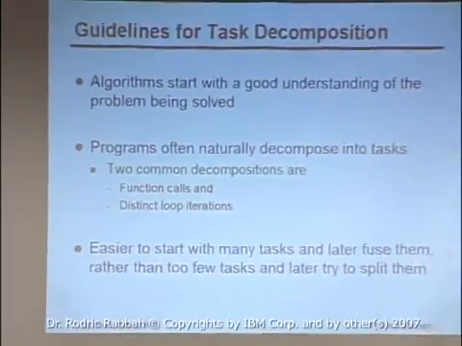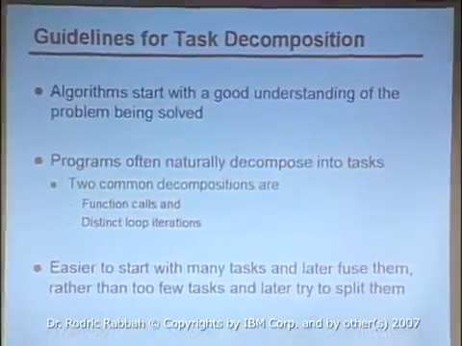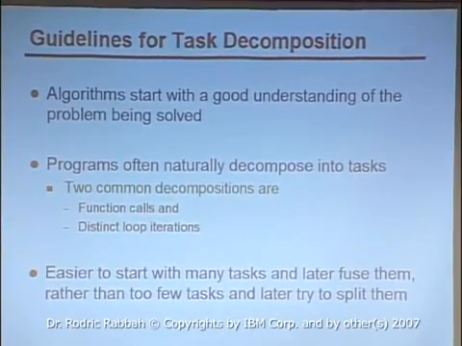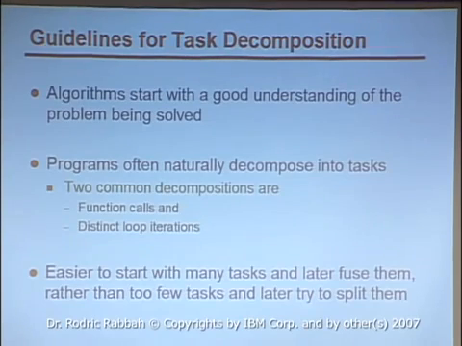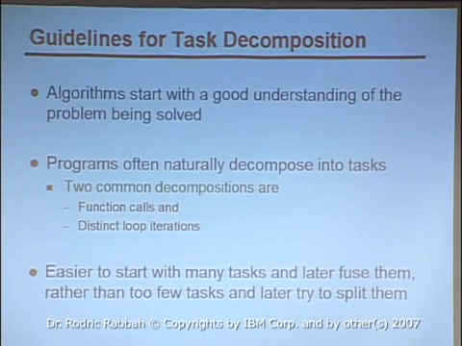So what are some guidelines for actually coming up with your task decomposition? Where do you start? You have your algorithm. You understand the problem really well. You're writing some code. And the hope is that, in fact, as I pointed out, it does happen that you can look for sort of natural code regions that encapsulate your computation. So function calls, distinct loop iterations are pretty good places to start looking.